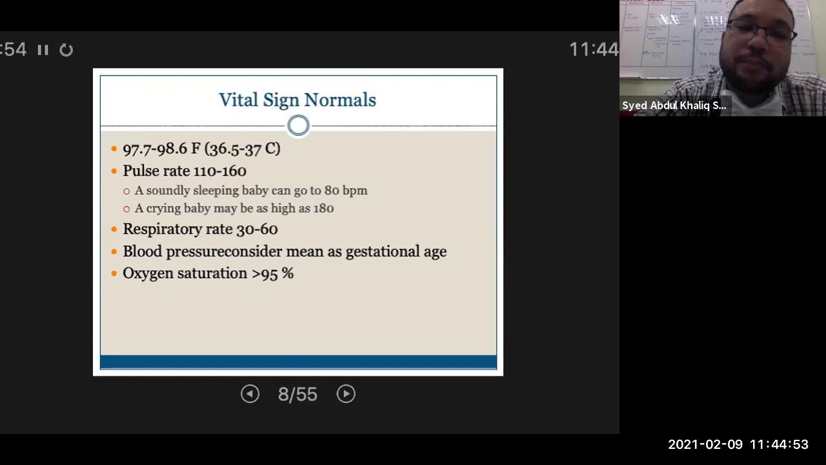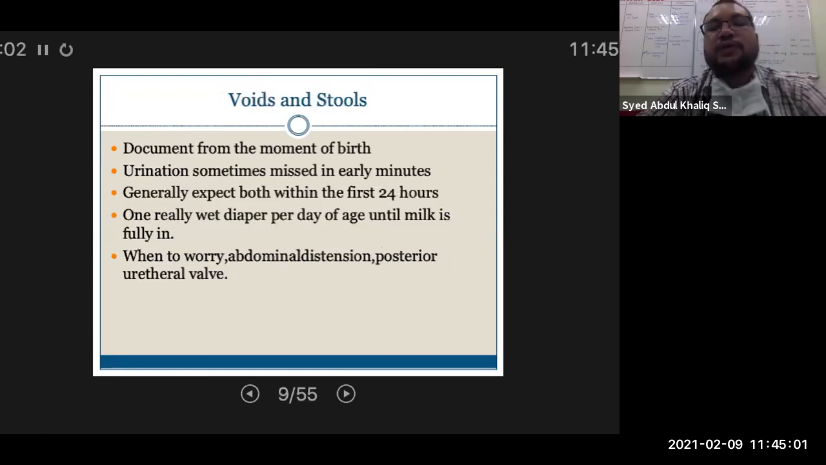So blood pressure, mean arterial pressure is usually the same as the gestational age. And SpO2 we maintain more than 95. So voids and stool maknanya dia kencing, dia DO. So we document from the moment of birth.